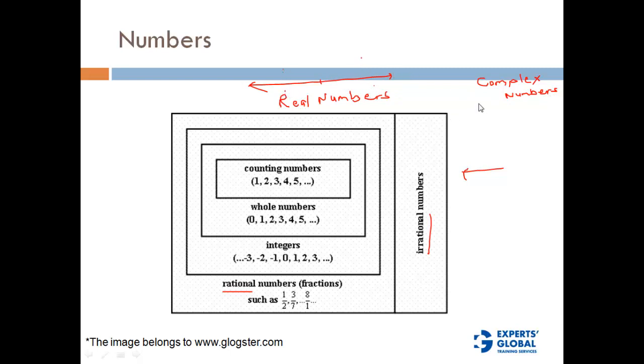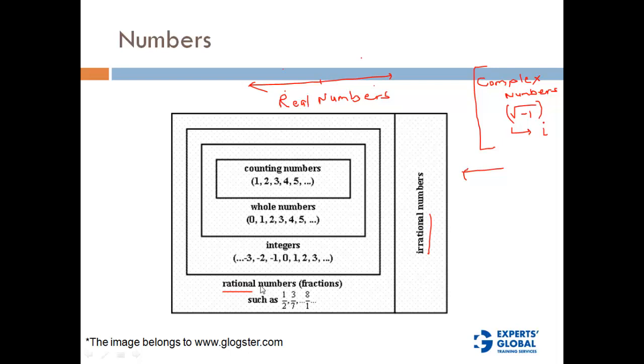So they involve roots of negative numbers. If you studied mathematics, you will know the root of -1 is considered i, and these numbers are imaginary numbers. So we'll not look at these numbers. They are not important with respect to the GRE. So we'll look at real numbers. This box represents real numbers.